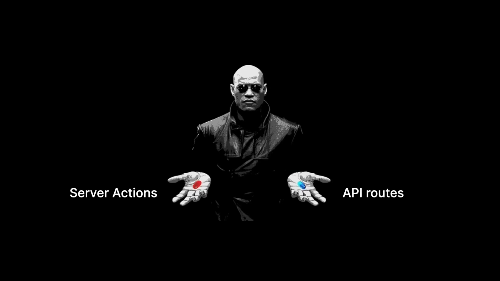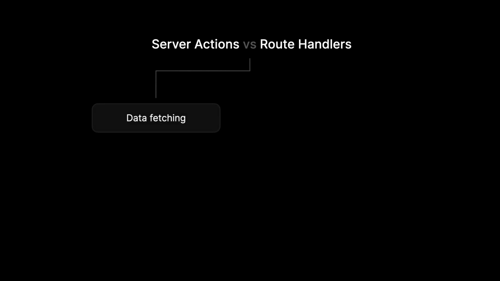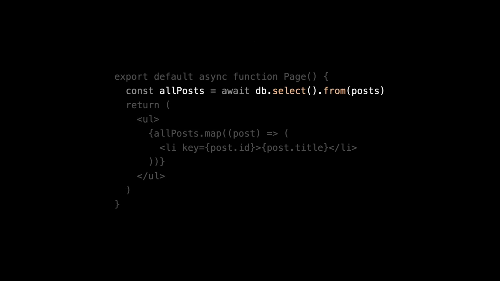When should we use server actions versus API routes in Next.js? In app router, API routes are called route handlers. Let's start with data fetching. By default, we don't need server actions nor route handlers for data fetching. Instead, we can fetch data directly in server components. This is the default way of fetching data in app router.